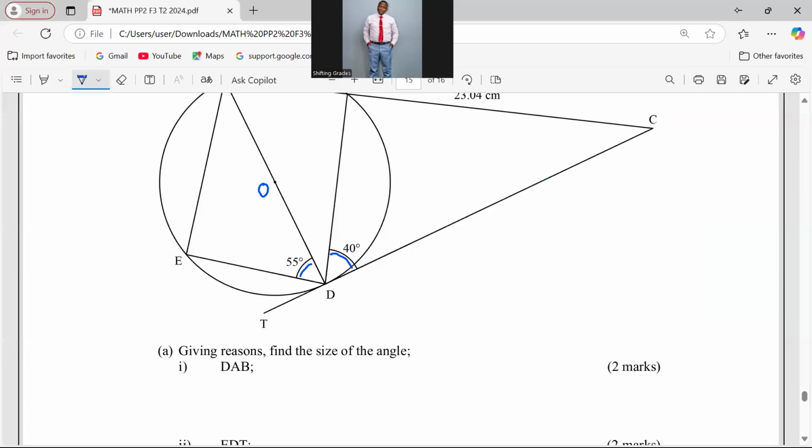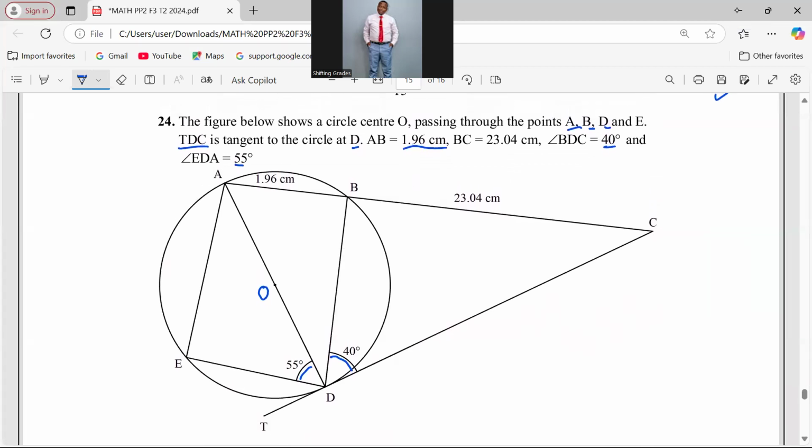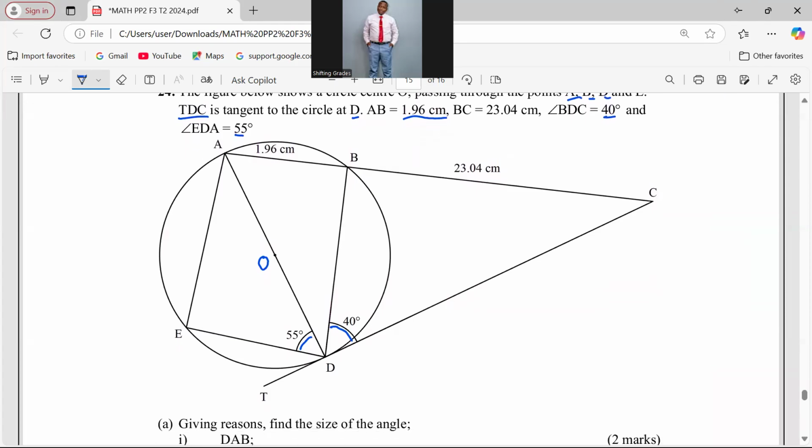Let's check at these angles now. We are told that the angle at this point is 40. After seeing an angle of 40, the first thing you should ask yourself is, is there another angle which is going to be equivalent to this one? And how do we get an equivalent angle? One property that leads us to getting an equivalent angle is that angles subtended by the same chord at the circumference of the circle are usually equal.